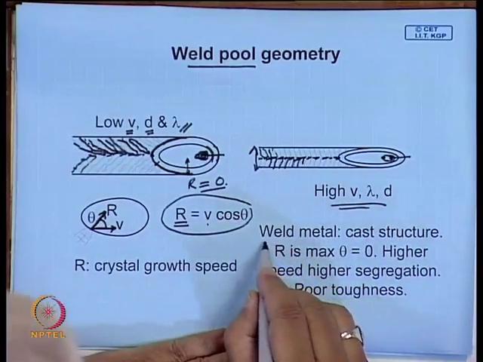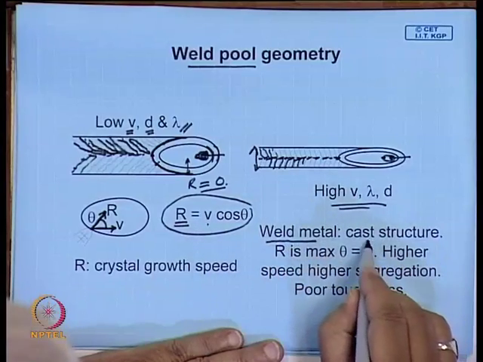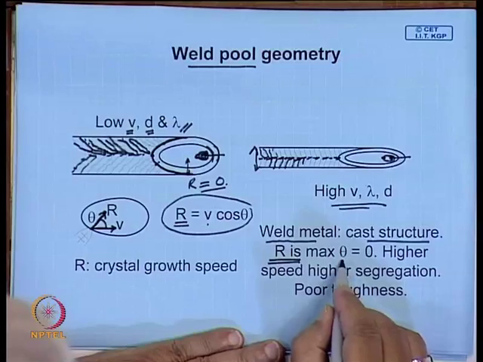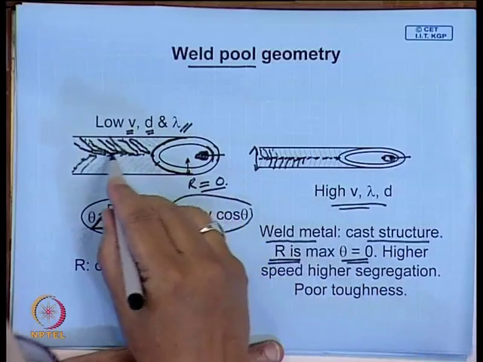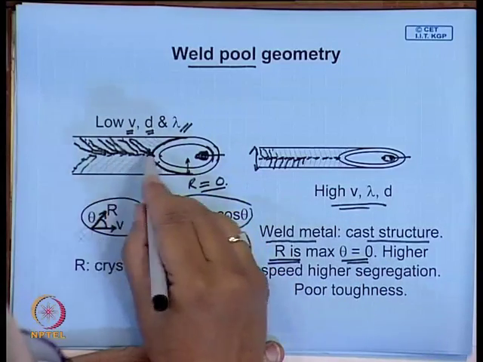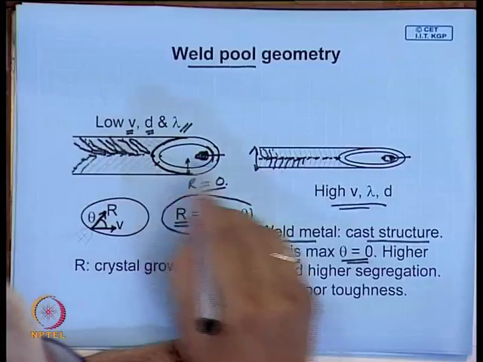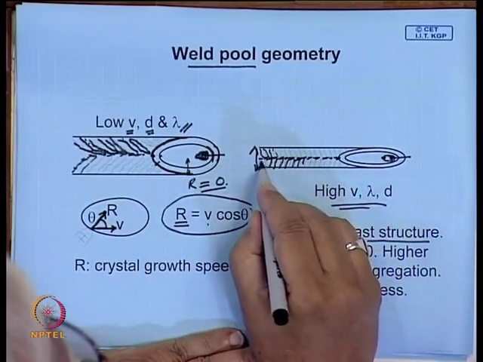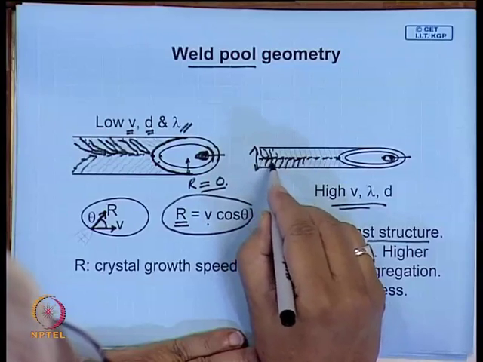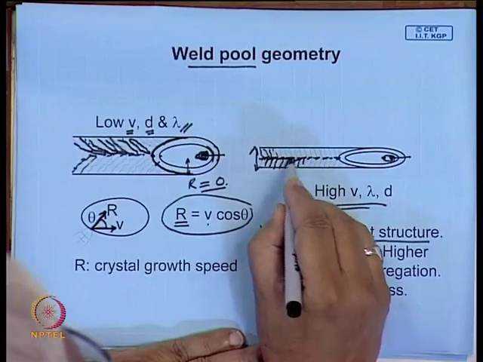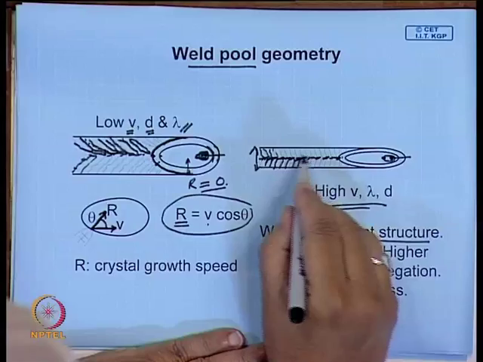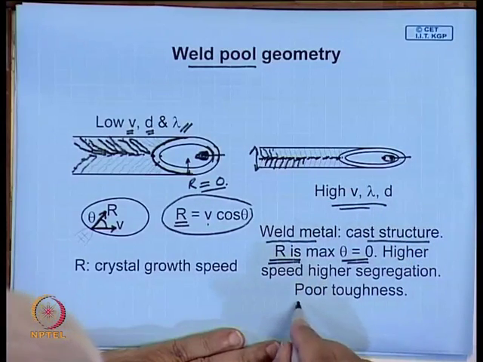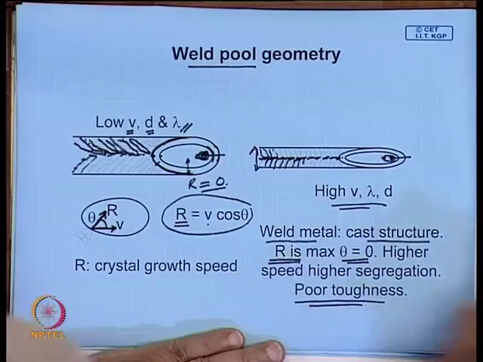So, in weld metal, the structure will essentially be a cast structure, and the rate of crystal growth is maximum when theta equals 0, that means these points. So, that is why it is always elongated like this, but if it is very fast, in that case you get this kind of cellular growth and you have segregations here, and therefore, this center line segregation is a source of weakness and is a cause for poor toughness.